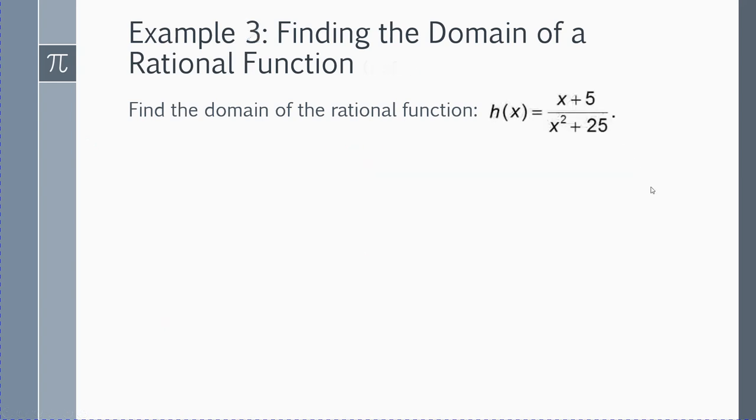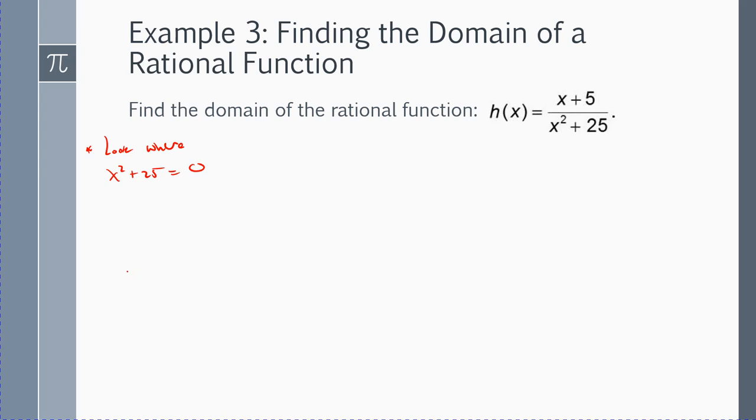Okay. All right, now let's try this one. Let's find the domain of this. H of x is equal to x plus 5 divided by x squared plus 25. Okay, so again, look where x squared plus 25 is equal to 0. So hopefully you see here what's going on.